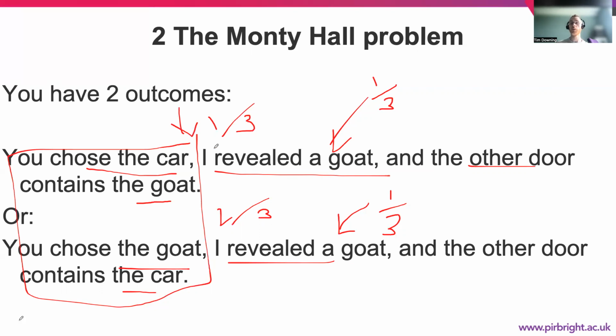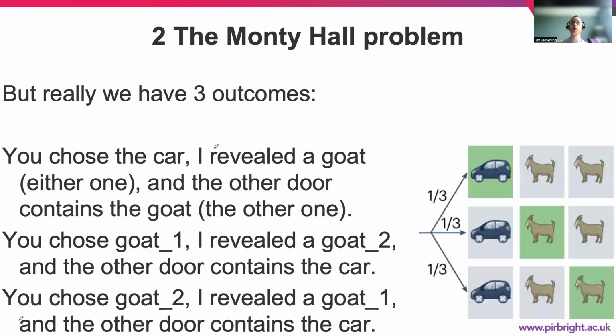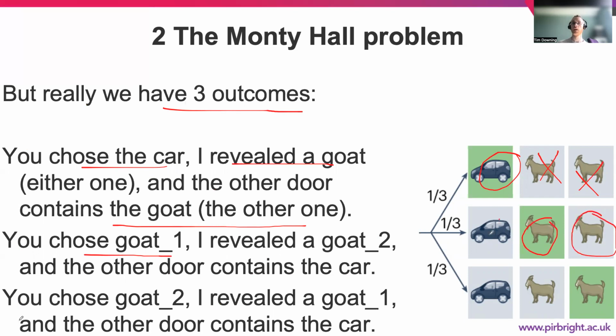When you think about this using probability trees or probability diagrams, we really have 3 outcomes. You choose the car at the start, I reveal a goat, and the other door contains a goat. So that's shown here. We choose it, this is wrong, this is wrong. That's 1/3 of the possible options. Another option is I choose goat 1, which is here, the person reveals goat 2, and then the car is the other door. The other option is the reverse, that I choose goat 2, this one is revealed, and the car is behind the other door. Each of these is 1/3 of the different options.